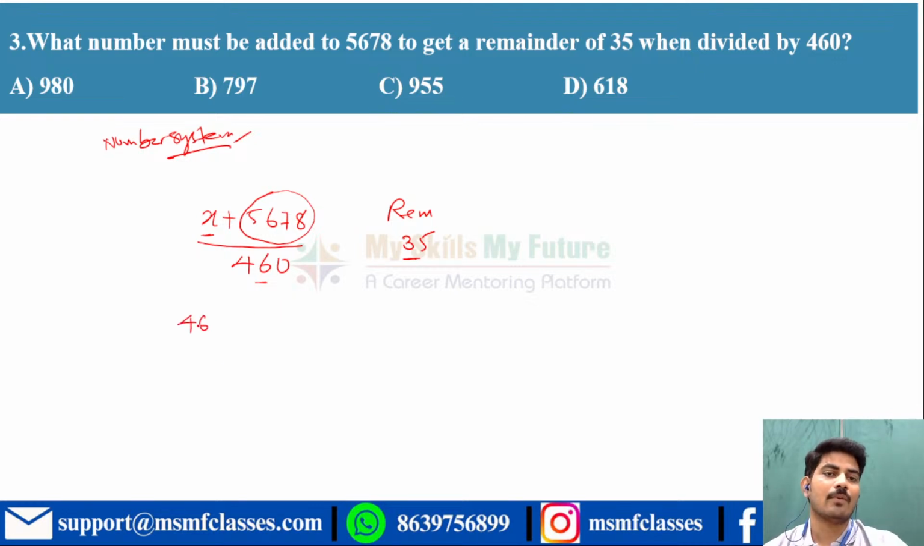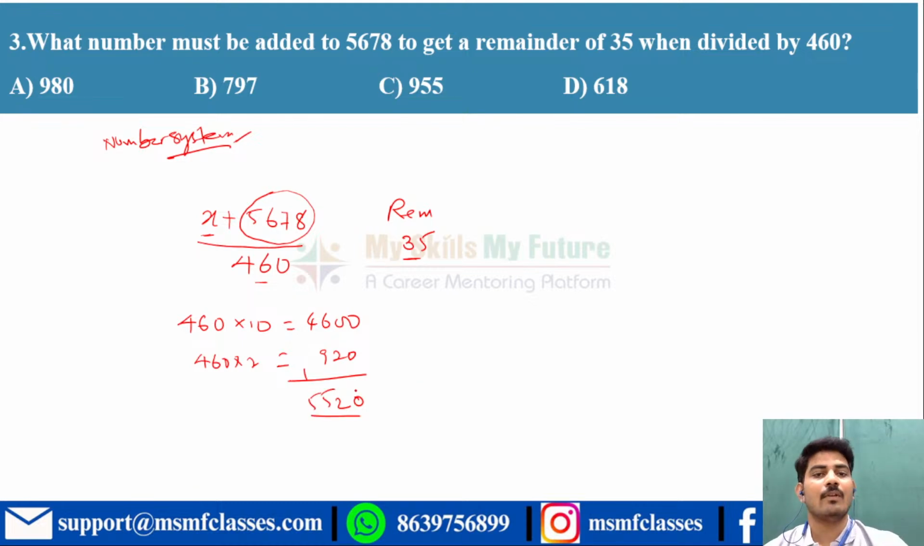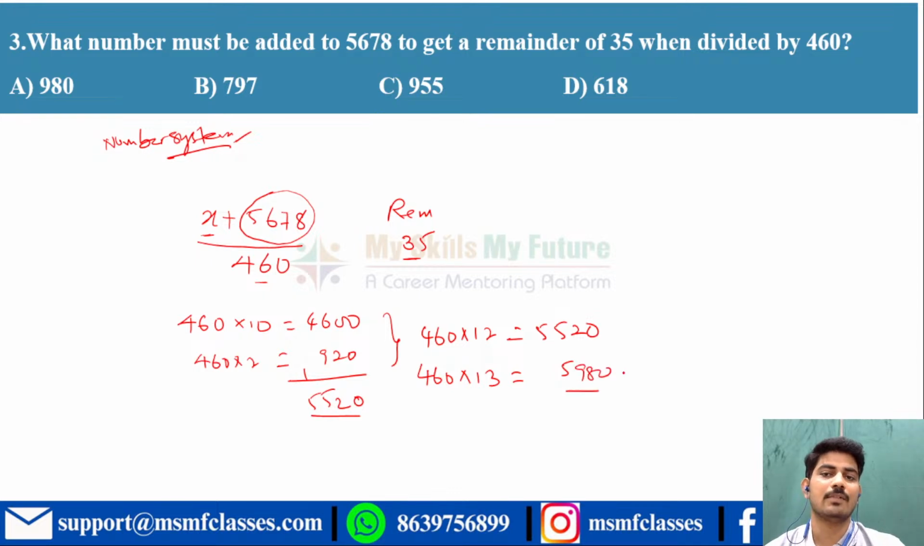If I take 460 into 10, it will become 4600, and if I take 460 into 2, it will be 920. With 460 into 12, we'll get the value 5520, which is lesser than this number. Suppose I take 460 into 13, I'll get 5980, which is greater than this number.